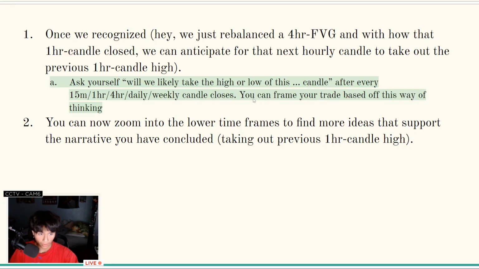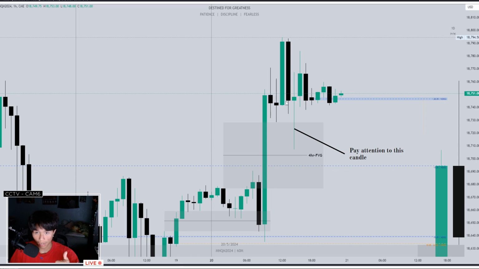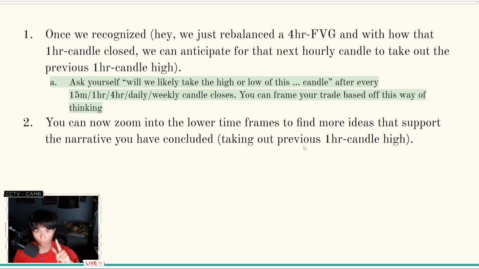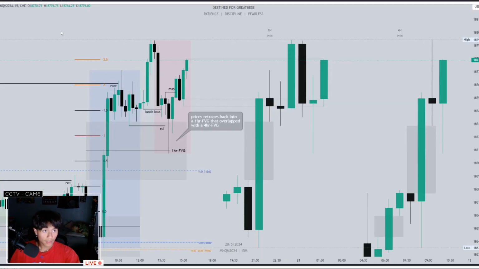So now you can zoom into the lower time frames to find more ideas that support the narrative you have concluded. The narrative in my head right now is we're going to take out the previous hourly candle high, with how that hourly candle was formed, and that we just came off a 4-hour fair value gap. So that's two confluences. Right now I'm going to go on to the lower time frames to add on to those two confluences. So we're on the 15-minute time frame.